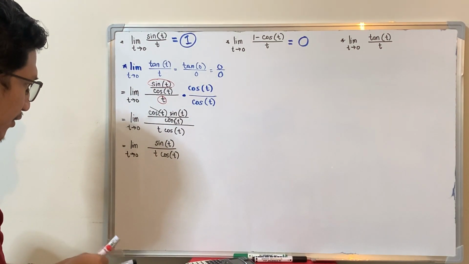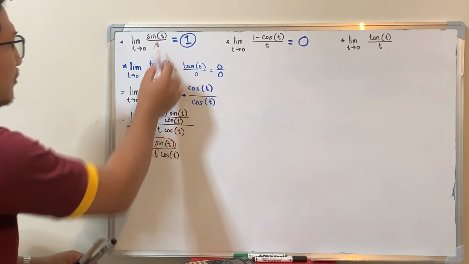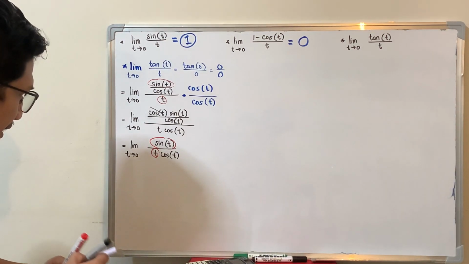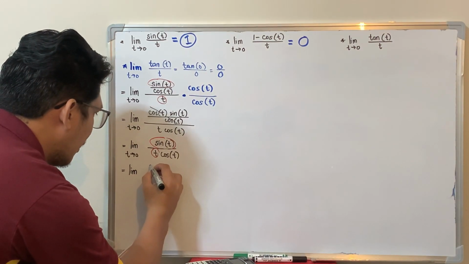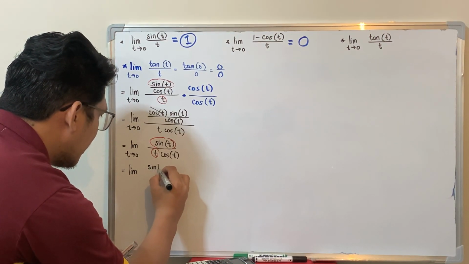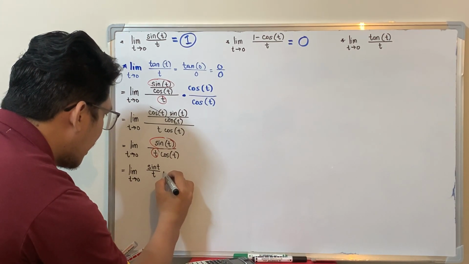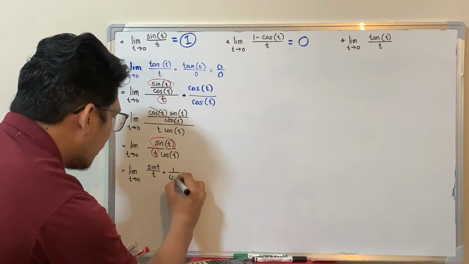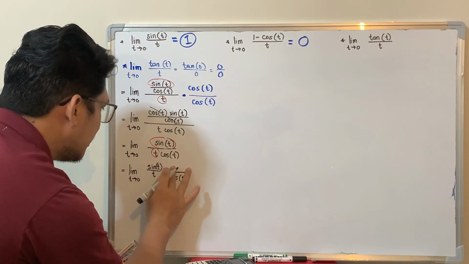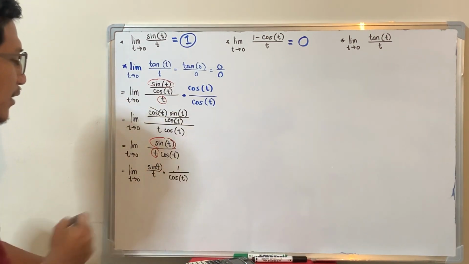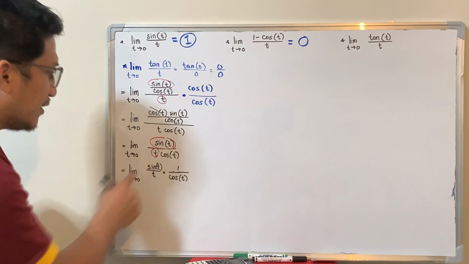I will separate it. Sine t over t is the same form here. So from there, we will come up with the limit of sine t all over t as t approaches 0 times 1 over cosine t. If you multiply the two, it goes back: 1 times sine t is this, cosine t times t is this one.